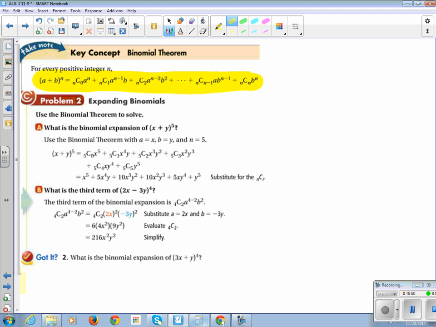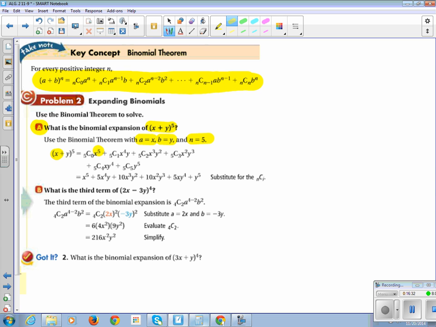If you look at problem A, we start out with x plus y to the 5th. So for A, we're going to use x, and for B, we're going to use y. And we're definitely going to the 5th power. That's our n value. So then you write it all out. 5 choose 0, x to the 5th. Remember, our first value starts in the biggest power. And then you go 5 choose 1, x to the 4th, so it decreases by 1, and then y appears. 5 choose 2, x to the 3rd, y squared, plus 5 choose 3.